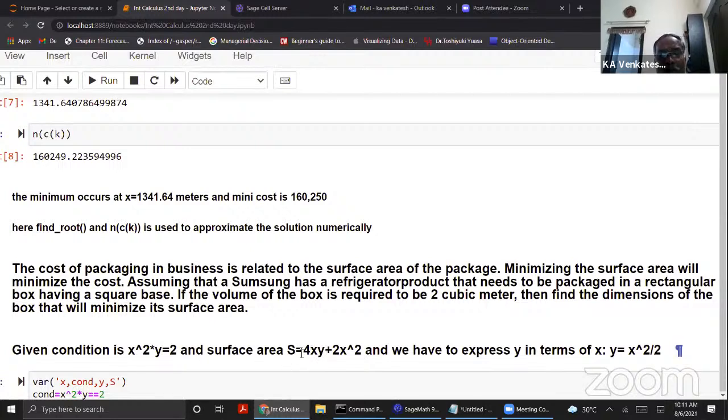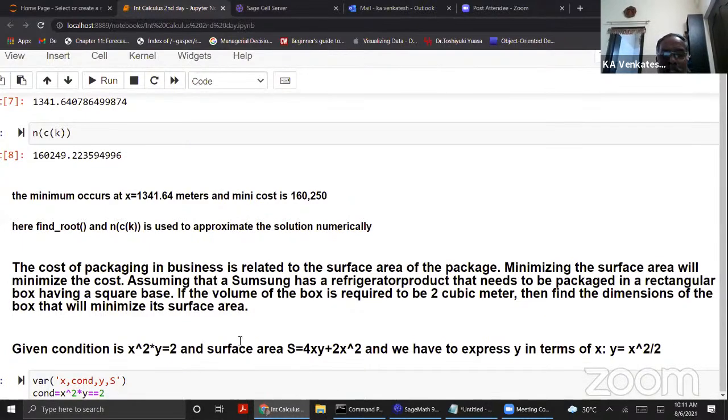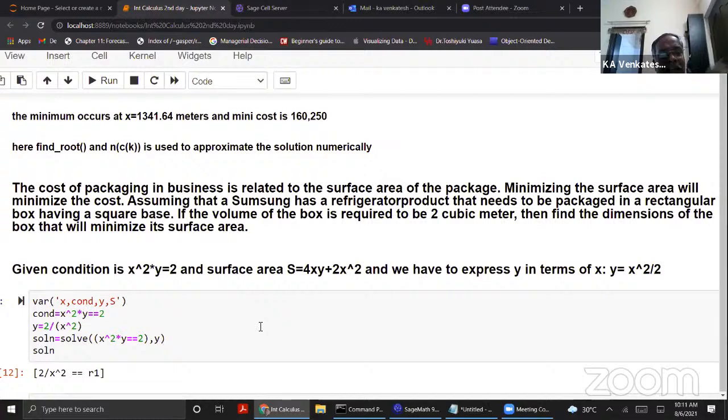Surface area is 4 rectangular areas and 2 squares, so obviously we get 4xy plus 2x square. Now we have to express y in terms of x. So this condition can be used. Once you have done this part, the next part is much easier. I can express it the other way also. I can solve for y. From x square into y equal to 2, solve for y.